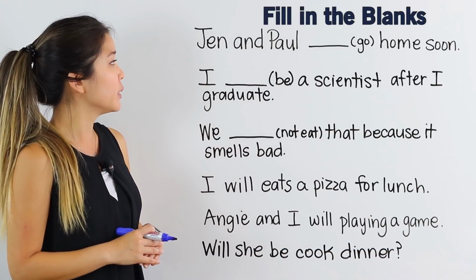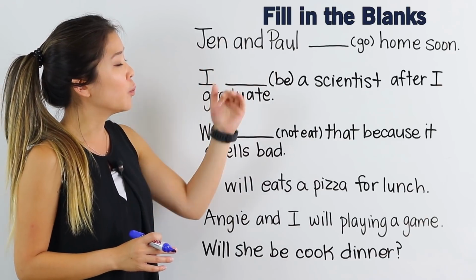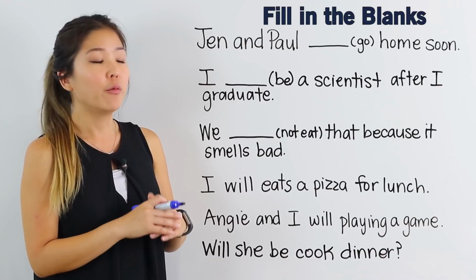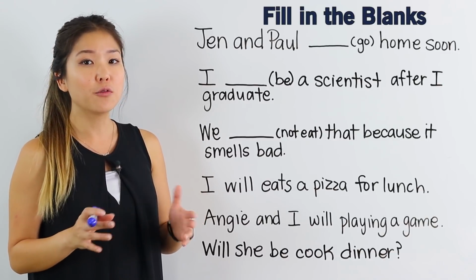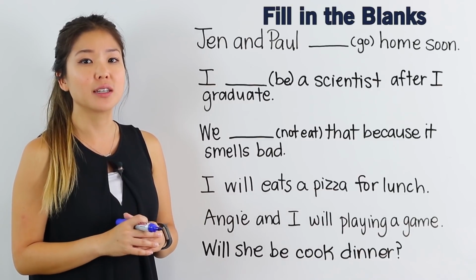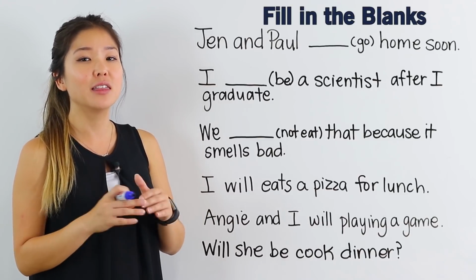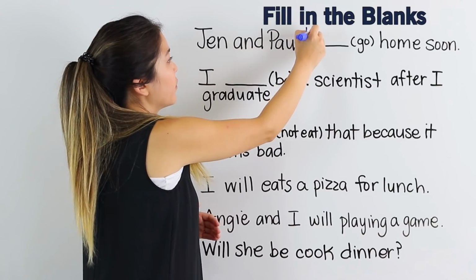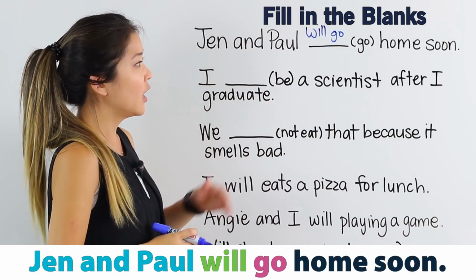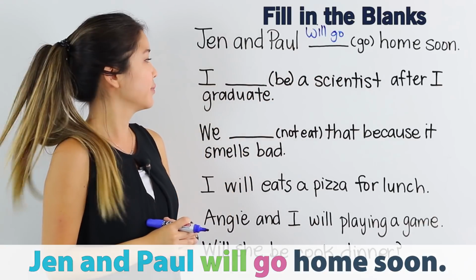For this checkup, let's take a look at the will usage for the future simple tense. The first example says, Jen and Paul blank home soon, with the verb go. Remember, when using will for the future simple tense, it doesn't matter what the subject is. We say will and then the base verb. So here we can say Jen and Paul, or they, will go home soon.